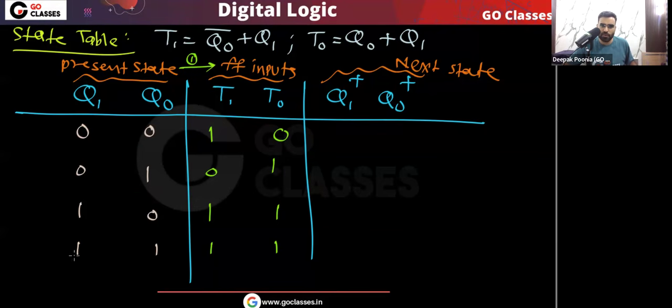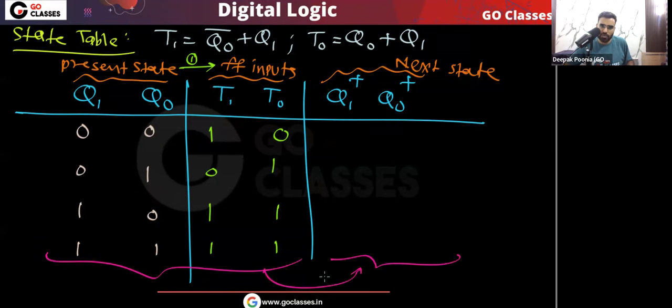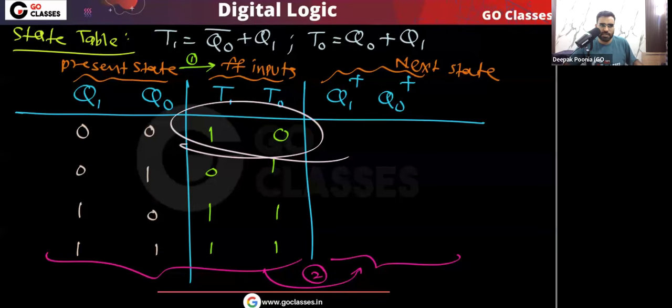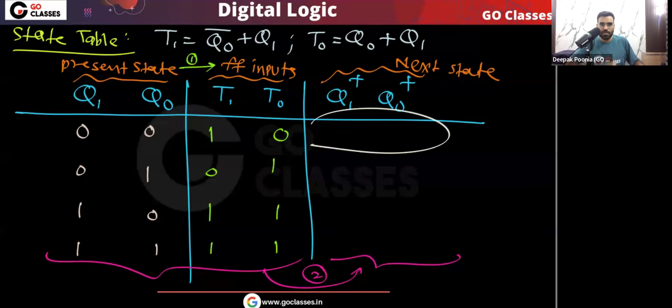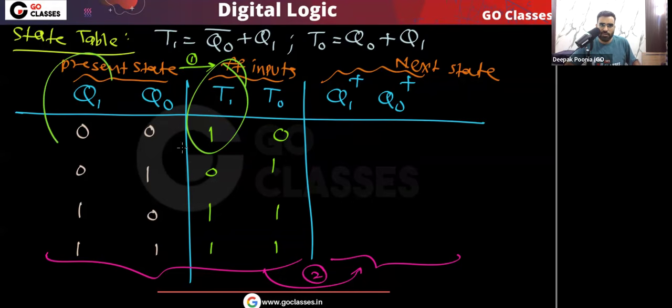What is the second computation? The second computation is that from these two columns we are going to find this column. This will be our computation 2. You tell me, if this is the present state and these are the inputs, then what will be the next state? Who will determine this Q1 next? Remember, Q1 next will be determined only by T1 and Q1.